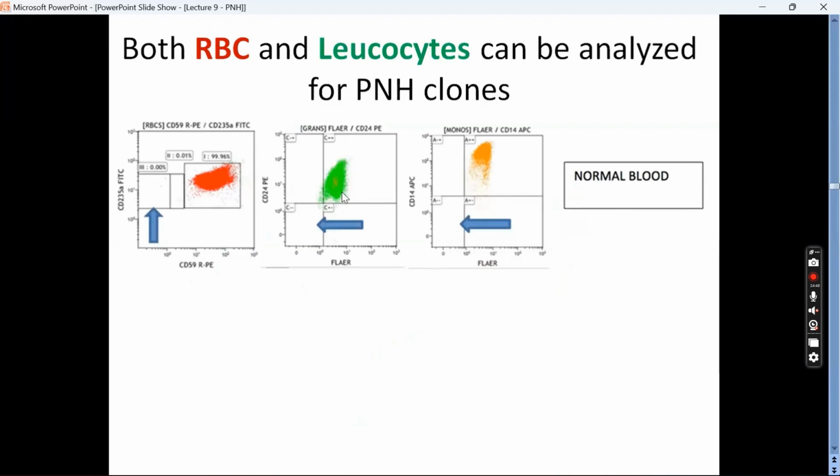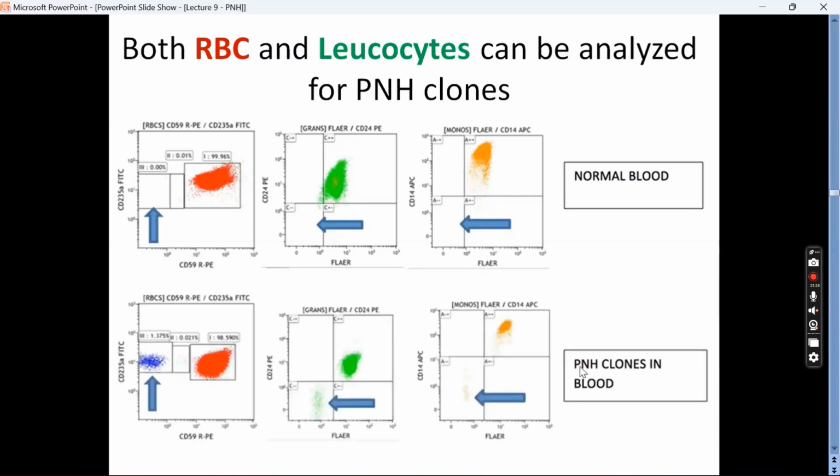Similarly, for neutrophils, this is normal neutrophils which express the GPI-linked protein CD24, and it is also positive for FLAER. And you don't find any neutrophils which are negative for CD24 and FLAER. Similarly, these are monocytes, which express CD14, a GPI-linked marker for monocytes, and they also express FLAER. You find no population in the double negative area, which would be indicative of a PNH clone, but here it is absent. So there is no PNH clone, only normal monocytes are there.